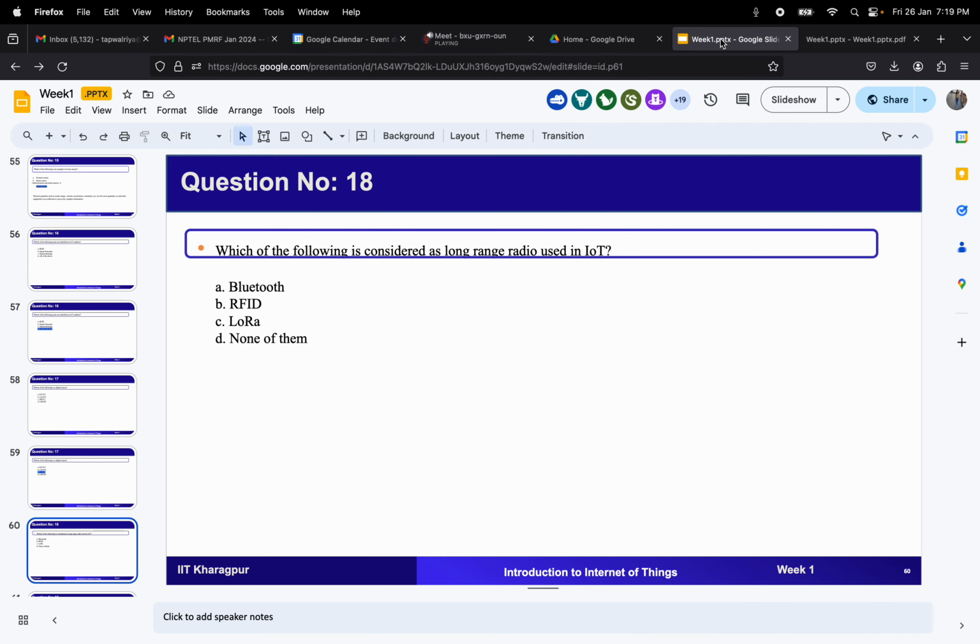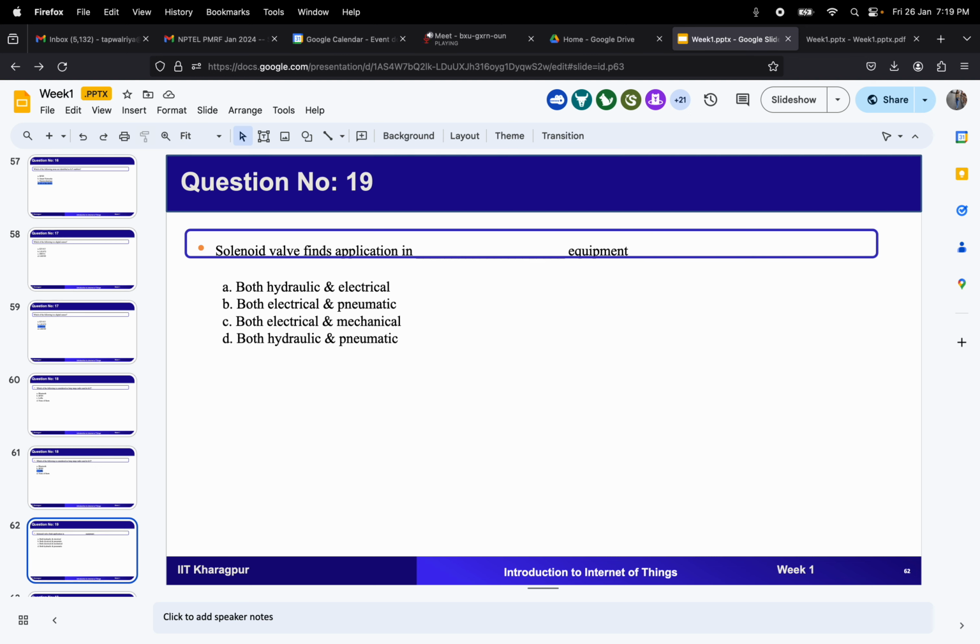Okay, I'm at slide number 60, question number 18. The question was, which of the following is considered as long range radio used in IoT? Options are Bluetooth, RFID, LoRa, none of them. Anyone? Option C, LoRa is the correct option for this.